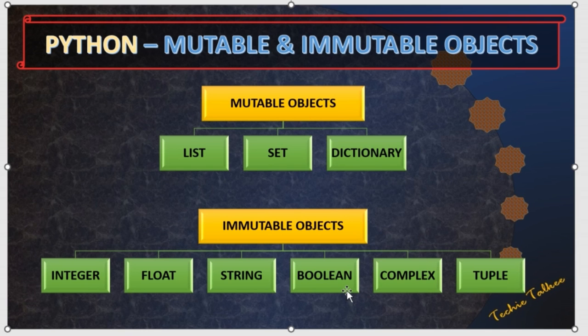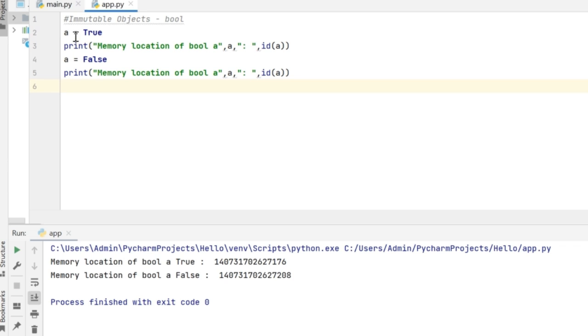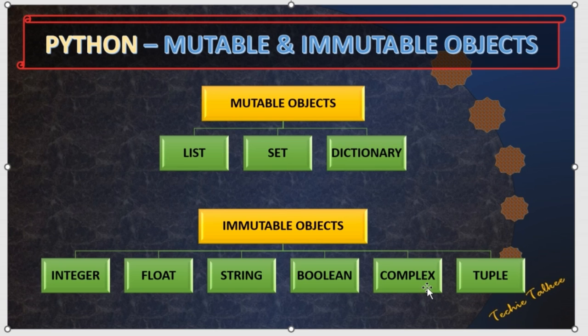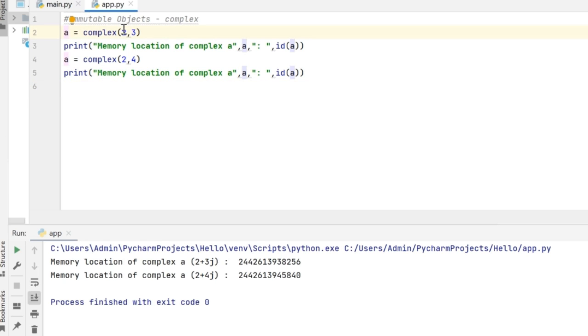Next, let's look at the Boolean data type. In this example, I'm assigning the value of true to the variable A. So the variable A is of Boolean data type, and when I try to print the memory location of A, I'm getting a value. Next, I'm updating the value of A to be false, and the memory location seems to be different. So Boolean is also an immutable object. Let's check for the complex data type. First, I'm creating a complex object with the value 2 and 3. So the complex value will be 2 plus 3j, which is in this particular memory location. Next, I'm updating the value of A to 2, 4. So for 2 plus 4j, the memory location is different. So complex is also an immutable object.